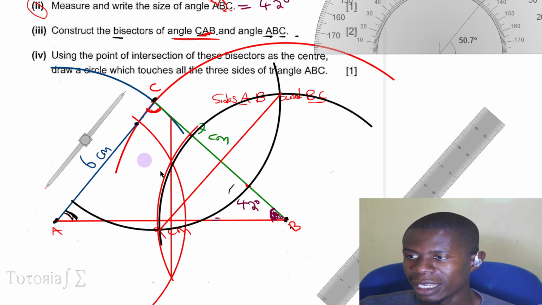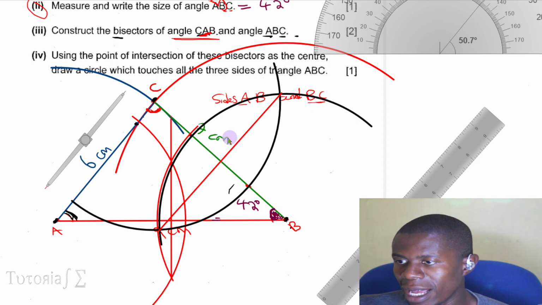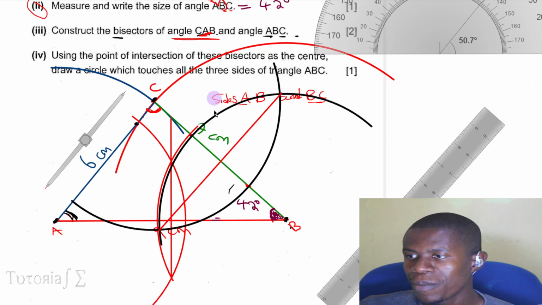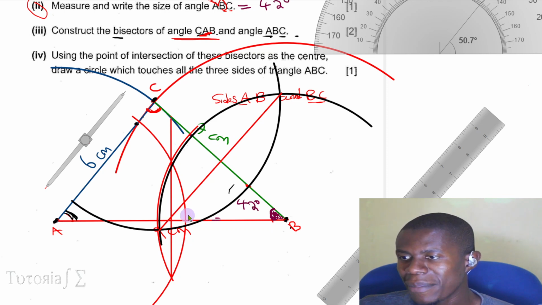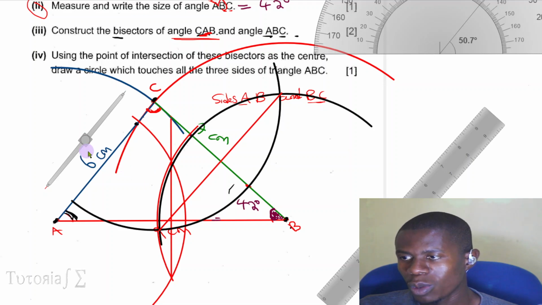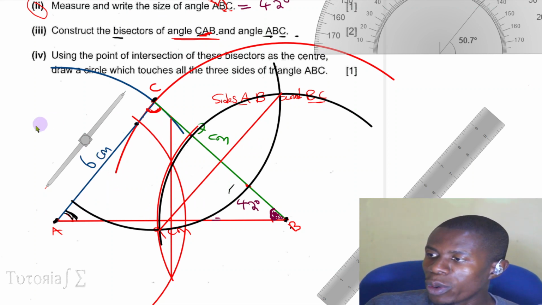So something like that. Then according to the question that you were given as your exercise, you use the point where they are meeting. For us, it's this point where they're meeting, but I'm sure for that one they'll be closer. So you use that as your midpoint, then you touch one side of the triangle and you just make a circle like that. So I'll be waiting for a submission.